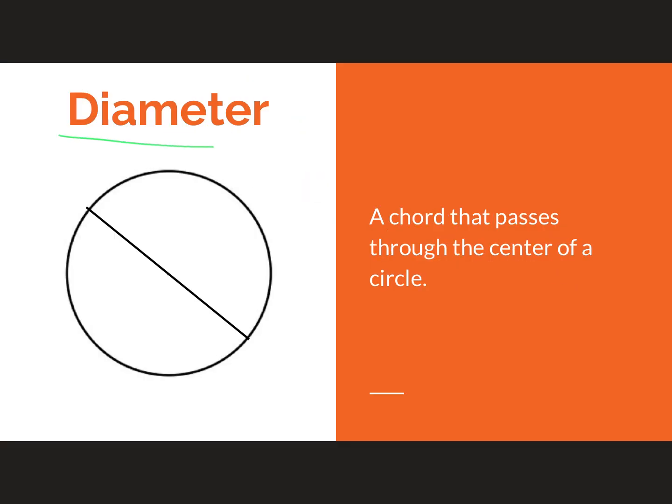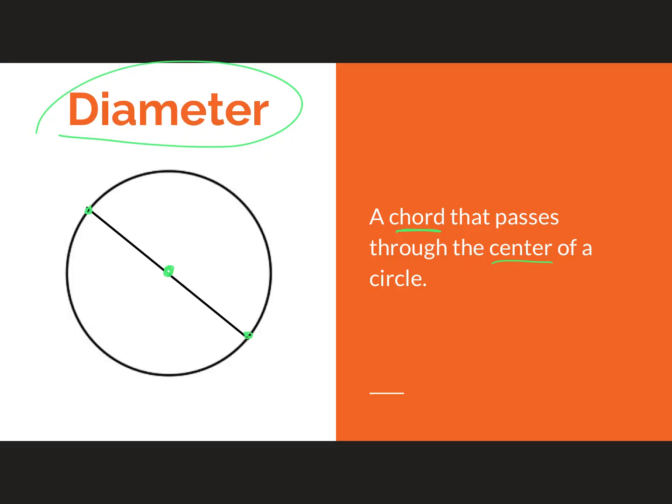Finally, we have a diameter. So a diameter is just a chord that passes through the center. It must go through the center point of the circle. And again, we're talking about chords. That means that the endpoints are on the circle.